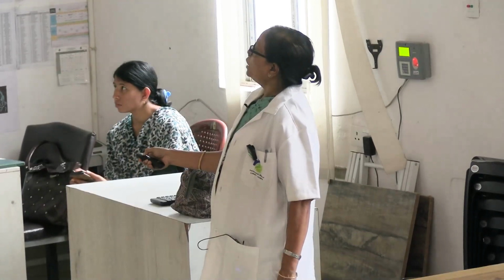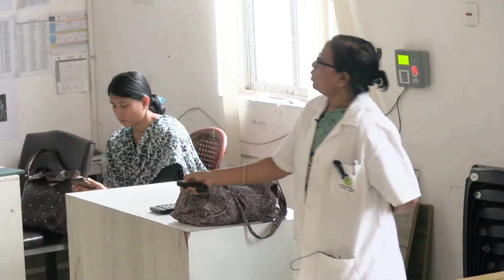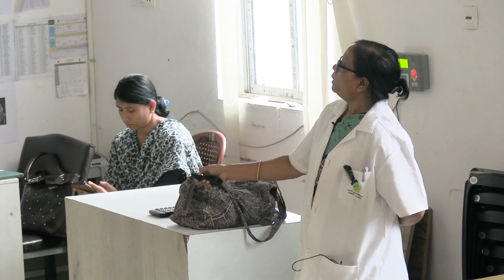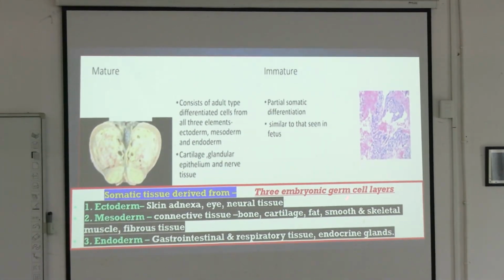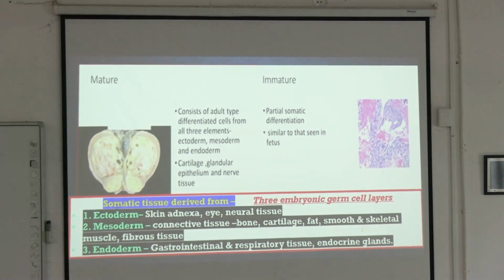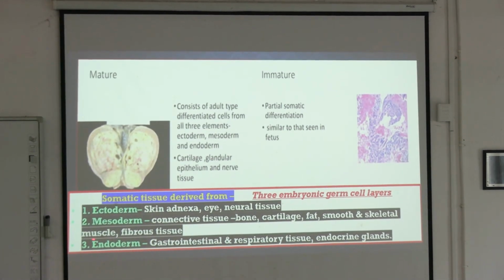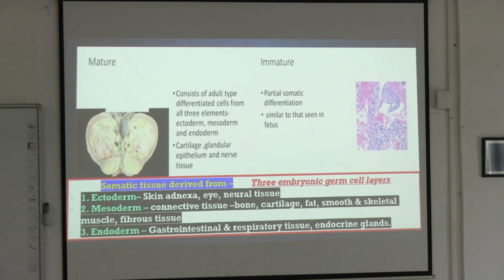So for oral purposes, remember these: mature and immature, and what components we get. Ectodermal origin: skin, adnexa, eye, neural elements. Mesodermal origin: bone, cartilage, fat, muscle, fibrous tissue. Endodermal origin: GIT, respiratory epithelium, endocrine glands. The examiner will ask what the three germ cell layers are and what elements arise from each. You won't always find these in books, so for exam and oral purposes, write this down.